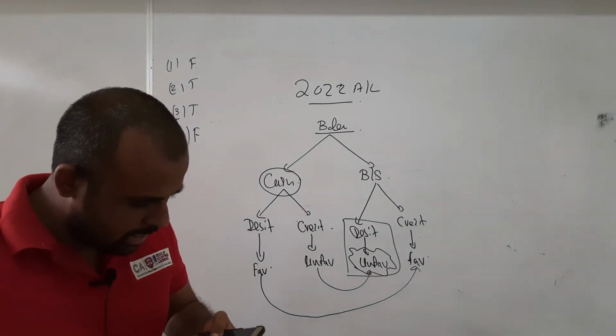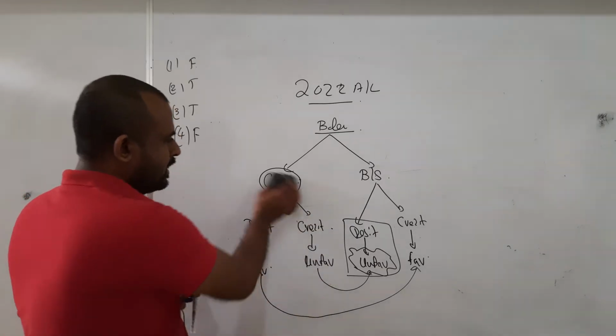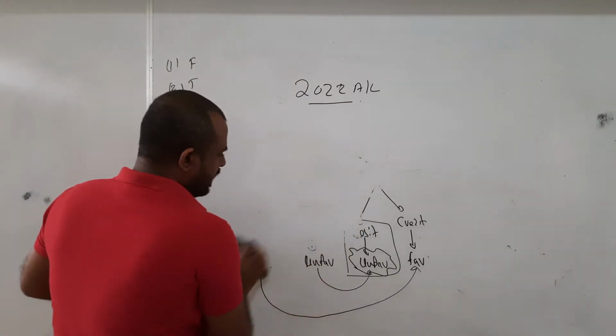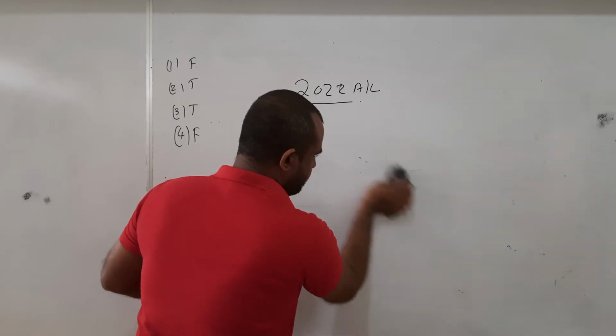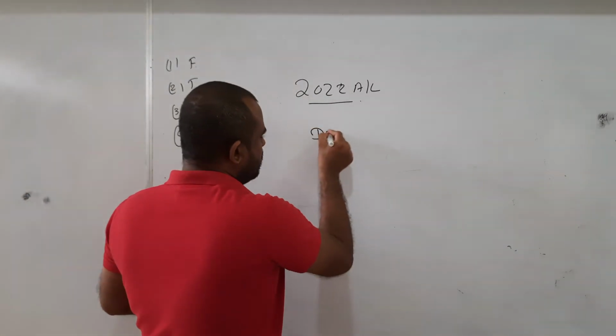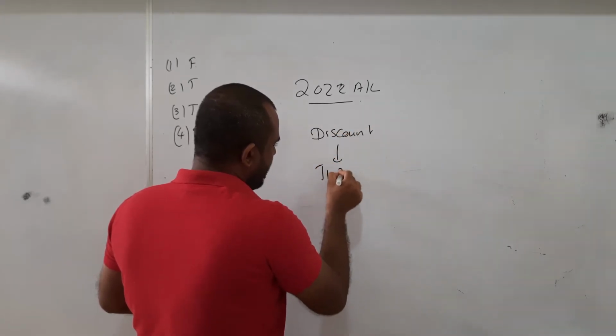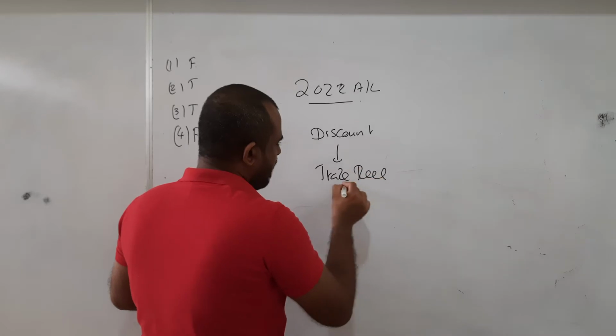Discount allowed column will be available in the receipts journal. Exactly. Discount you allowed on whom? Discount you are allowing to whom? On the trade receivable balance.